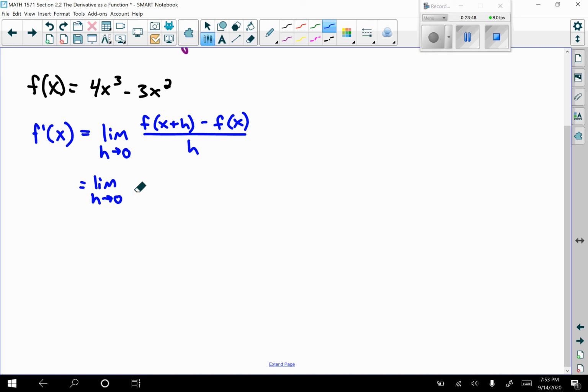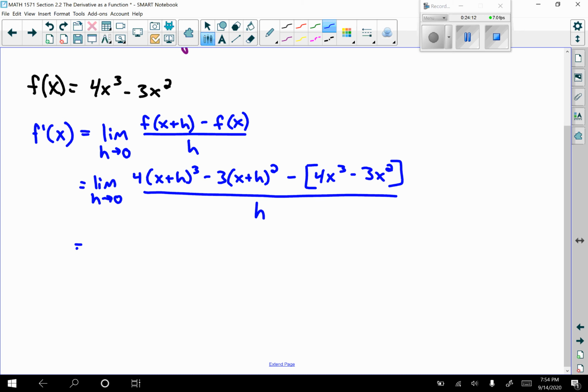This is where we really hone our algebra skills. So this is going to become 4 times x plus h cubed. It's our favorite thing to do, is cube that binomial, minus 3 times x plus h squared. So that's all f of x plus h minus f of x. So I have to keep it in brackets because I'm subtracting a binomial. And then this is all over h. Keep writing that limit notation. Notice it's after the equal sign.